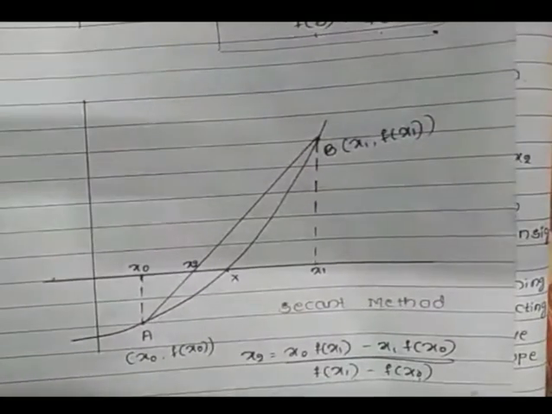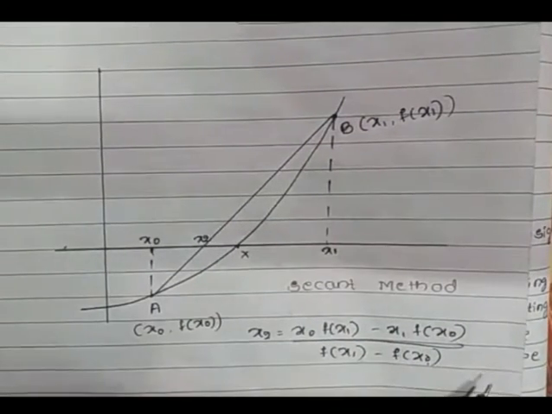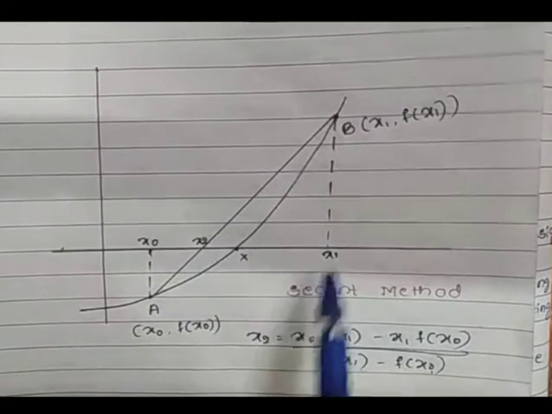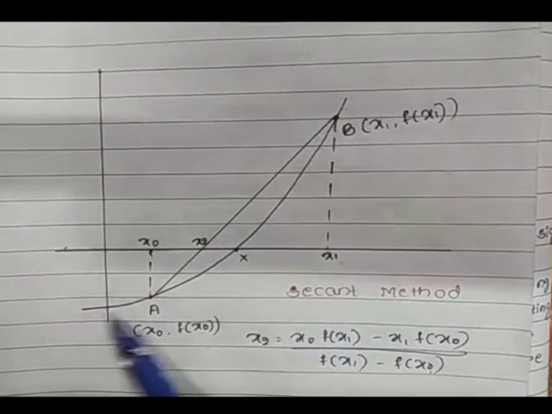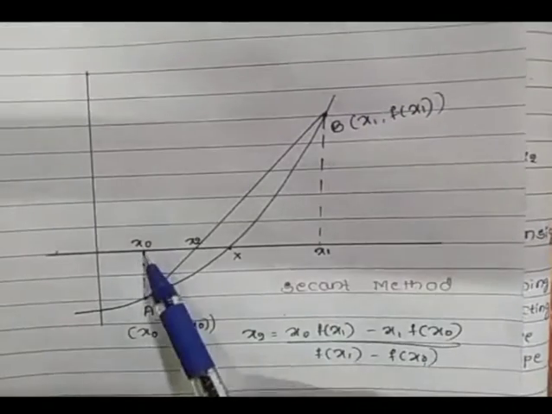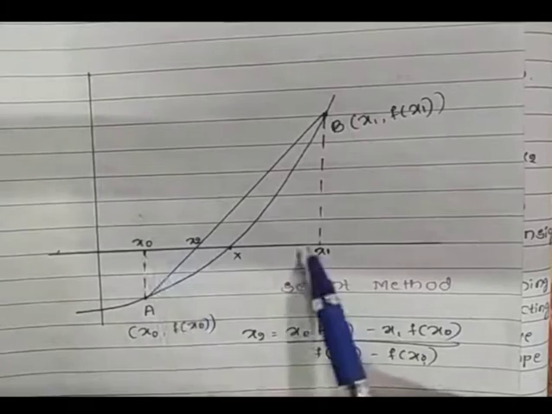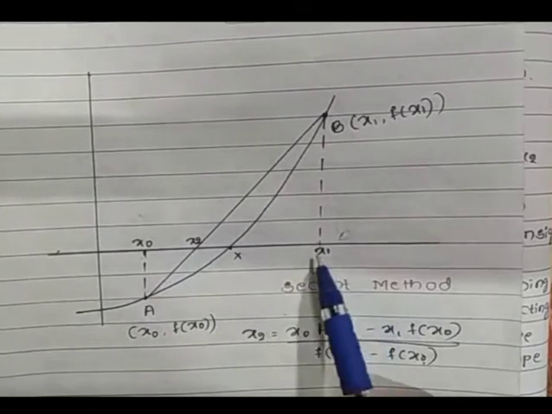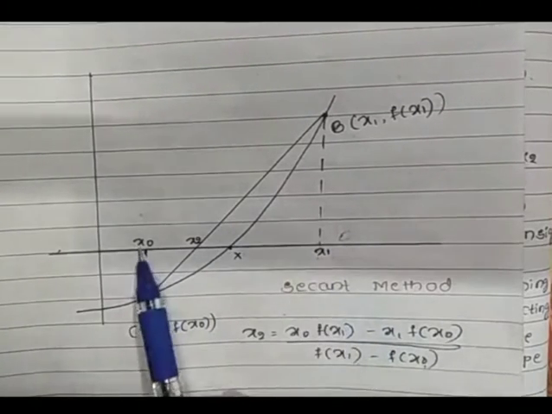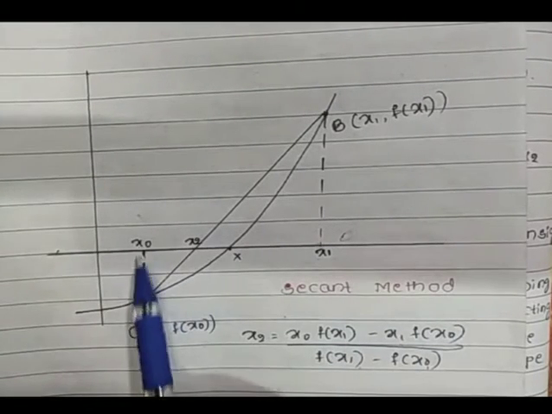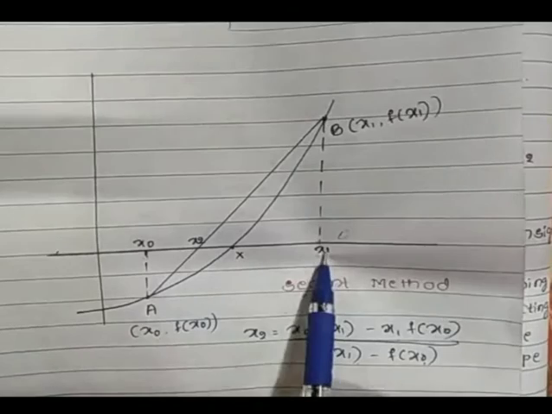Simplification pattern, everything is same because the diagram is similar. As you can observe here, for regula falsi and secant method, the diagram is the same. Again consider one curve. Instead of using small letter a, consider x naught. Instead of using small letter b, consider x1. So in the secant method, we have to consider the initial two approximations as x naught and x1.